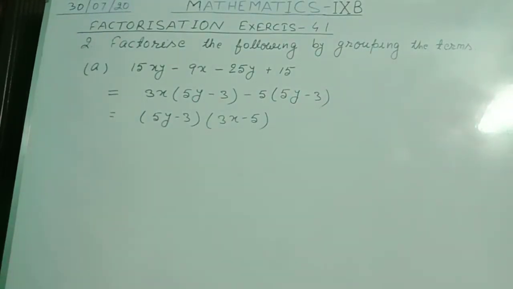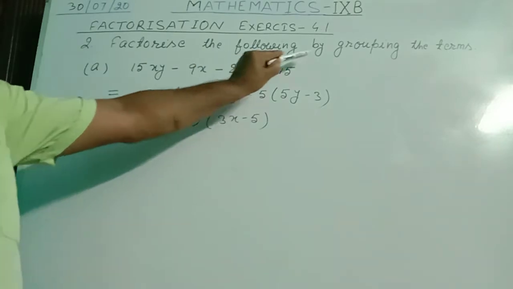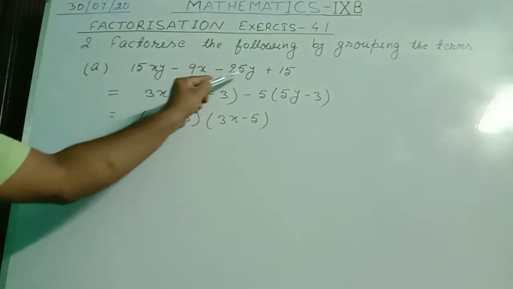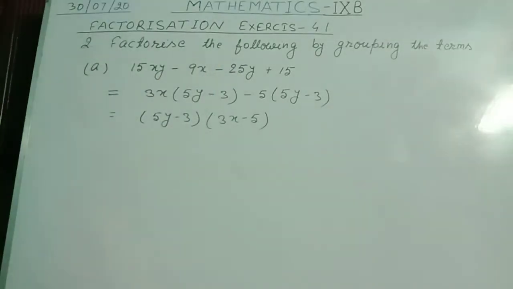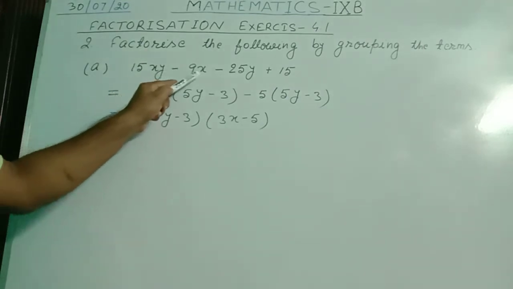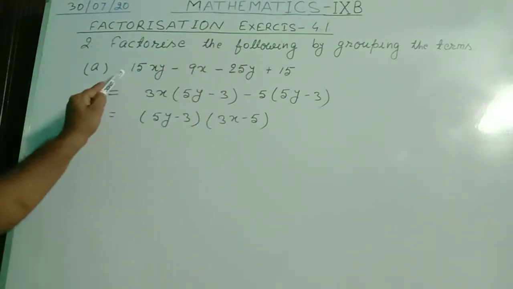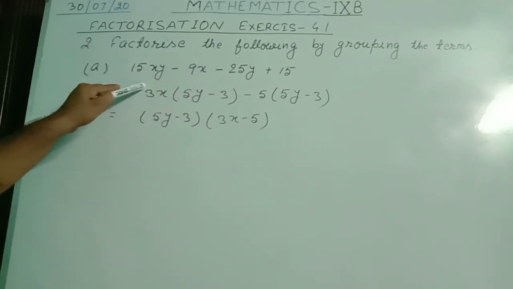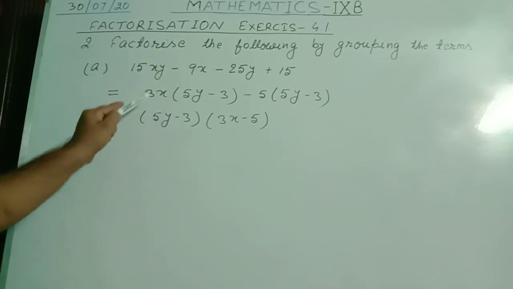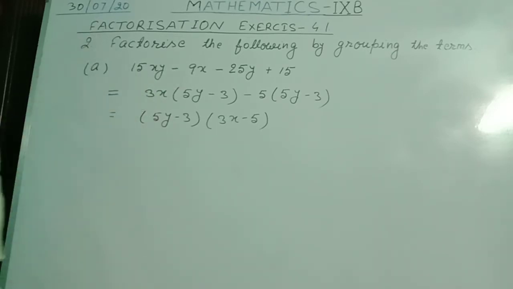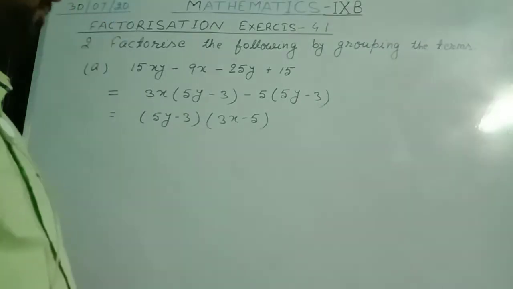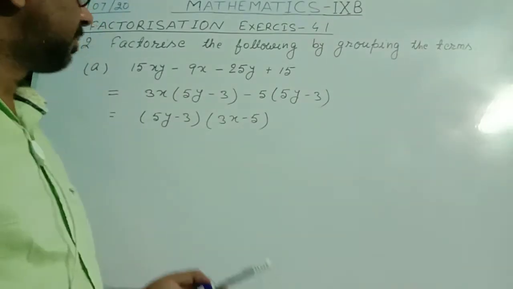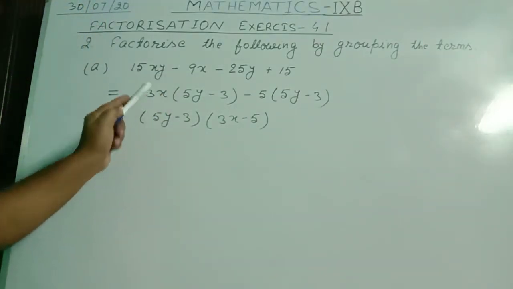Now in question number 2, the statement is factorize the following by grouping the terms. We have to make groups. Suppose we have 4 terms here, so we make groups of 2 terms together. It is 15xy minus 9x minus 25y plus 15. I made a group of the first 2 terms, and from these I have taken 3 as the common constant. If the number is bigger, you find the HCF. If you find the HCF of 15 and 9, you will get 3.